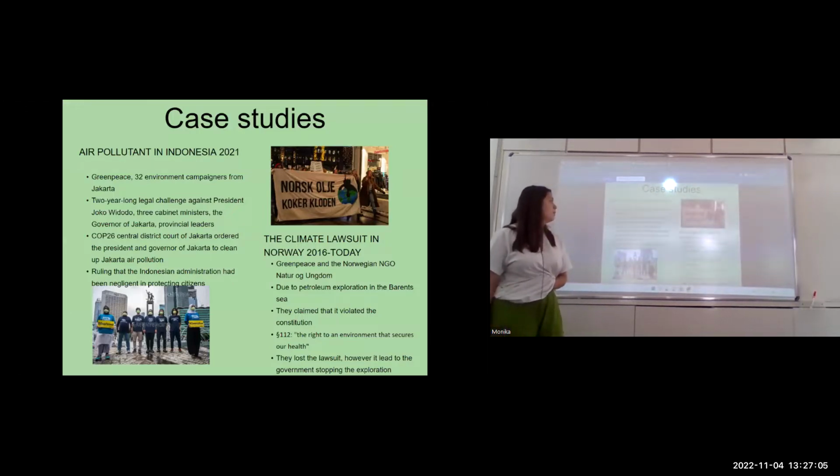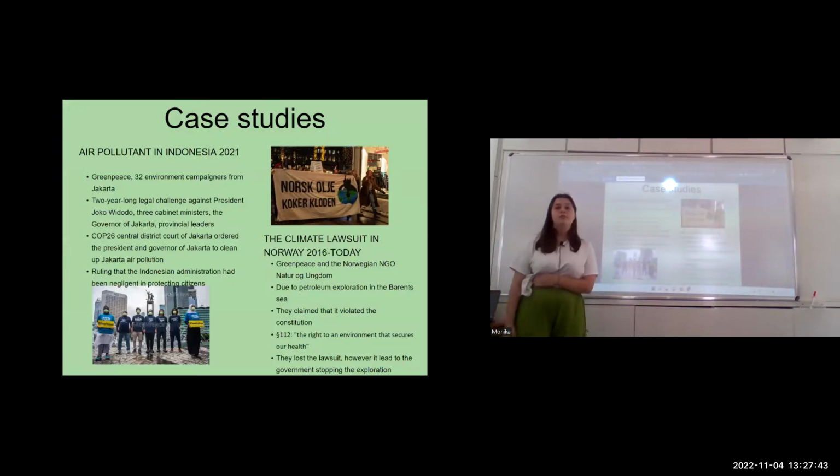Greenpeace and 32 environmental campaigners from Jakarta in Indonesia were campaigning for 2 years against the very severe air pollution in Jakarta. It was a legal challenge against the president, 3 cabinet ministers, the governor of Jakarta and provincial leaders. Finally, around COP26, they had a breakthrough where the Central District Court of Jakarta ordered the president and governor of Jakarta to clean the Jakarta air pollution, ruling that the Indonesian administration had been neglecting protecting citizens. And here you have some pictures of how they were campaigning against it. It was a big breakthrough for Greenpeace in 2021.